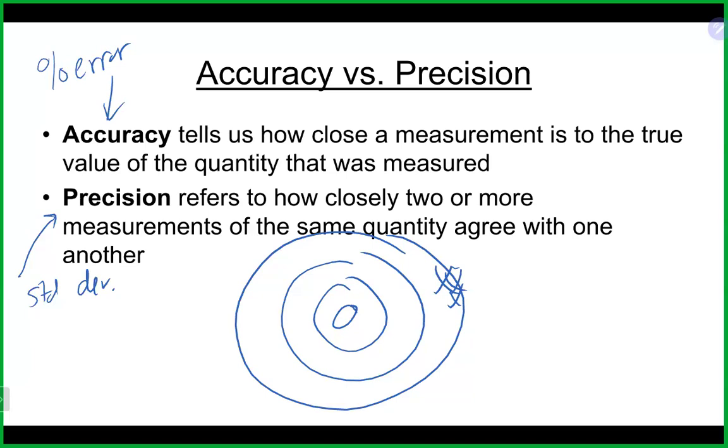So say you add the wrong reagent every single time, or do it the wrong way every single time. You could be very precise. You could get the same answer every single time, and it could be very, very wrong because you're actually doing it wrong every single time. So again, there is a difference between precision and accuracy.